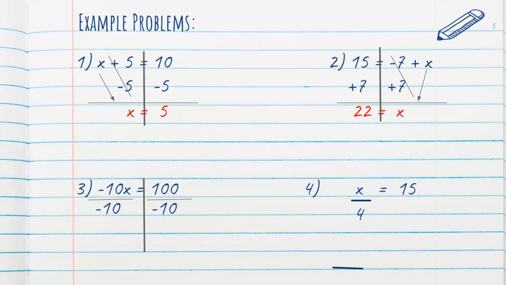If we do a positive 10, we get a negative 1. We still have another step in the problem, right? So the negative 10s cancel. We'll bring down that x. 100 divided by negative 10 is negative 10.